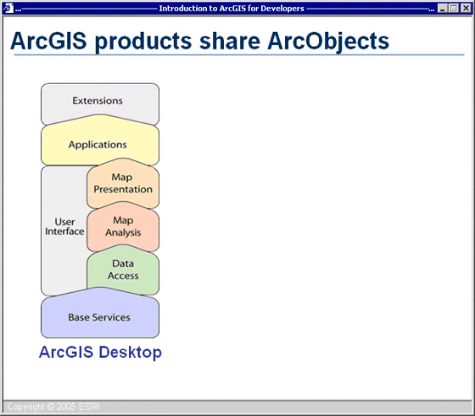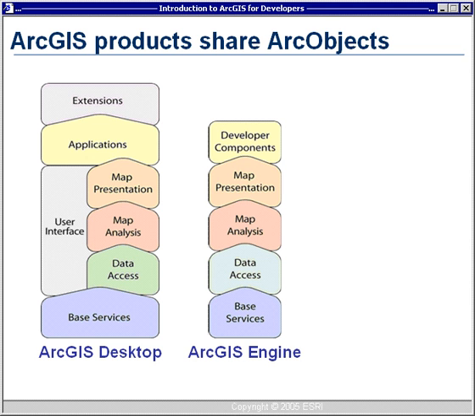By user interface, I mean all the dialogues, property pages, geoprocessing tools, and windows that make up the applications of ArcView, ArcEditor, and ArcInfo. In comparison, if we take a look at ArcGIS Engine, we'll see there are four common categories between Desktop and Engine. These are the base services, data access, map analysis, and map presentation.